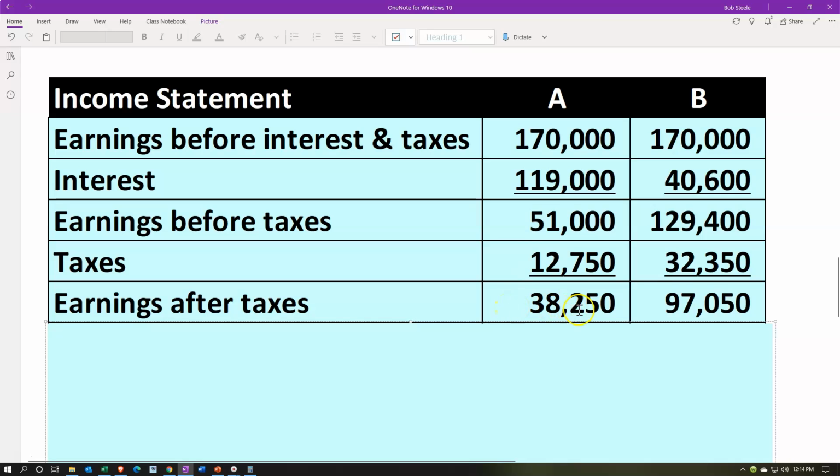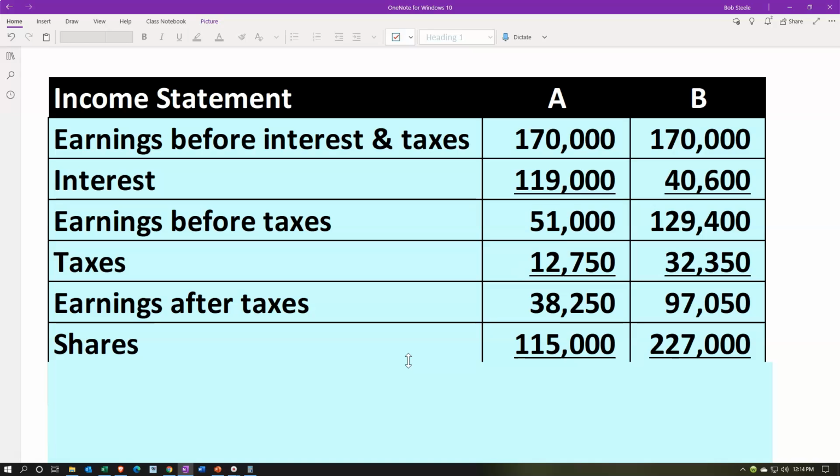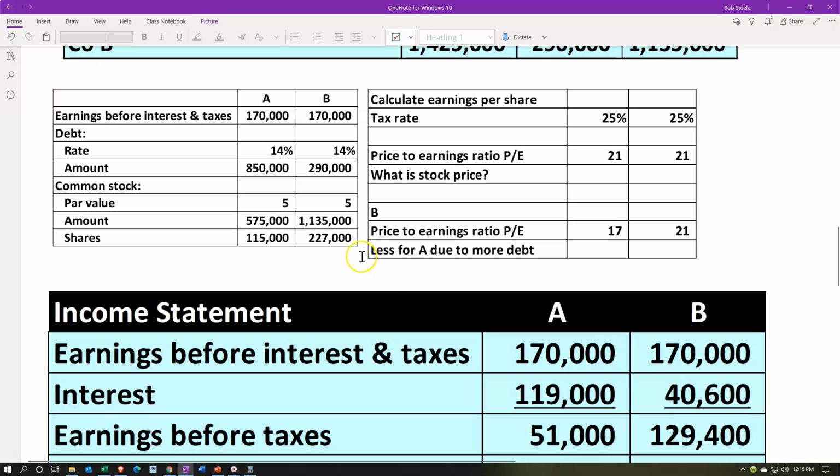So we ended up diverging between A and B from the point in time that they had the operating income, because we're assuming they're basically identical up until that point. And that's due to the difference in the financing structure, one with debt, the other with equity. Now that we're at the bottom line of the net income, or earnings after taxes, we can now think about the earnings per share. So we have the shares outstanding for A, 115,000 versus the 227,000 for B. B has more shares outstanding because they financed more of their assets, not with debt, but with equity by issuing more shares. So they've got more equity out there.